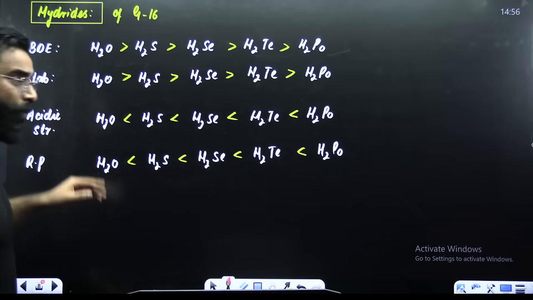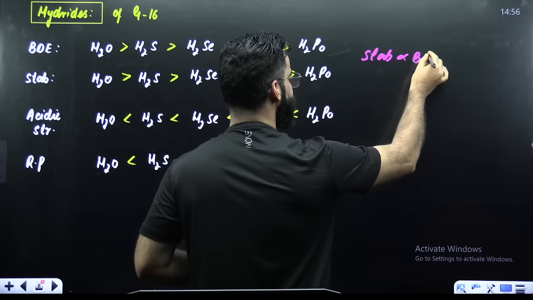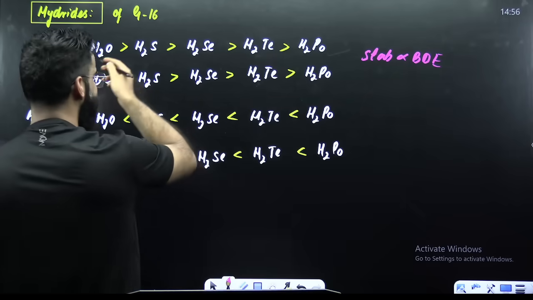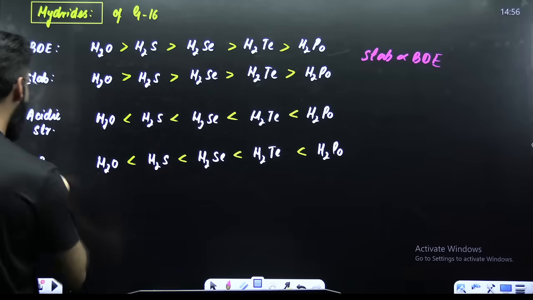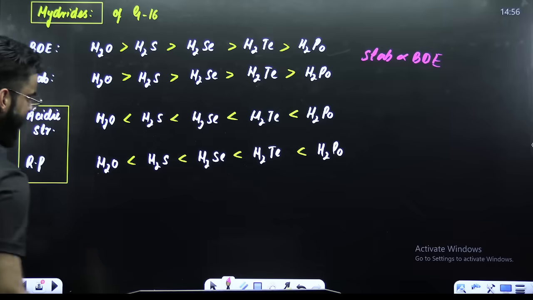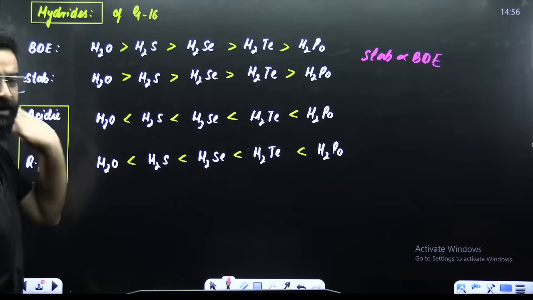Similarly, stability. Remember, stability is directly proportional to bond dissociation energy, right? So whatever is the order of bond dissociation energy, same is the order of the stability. Perfect. Acidic strength and reducing power show the same order, and the order is reverse of these two.